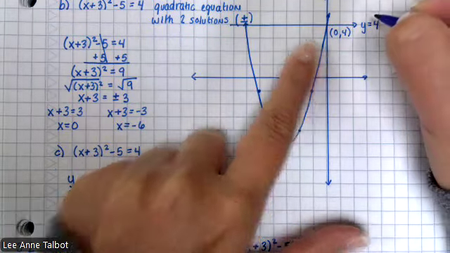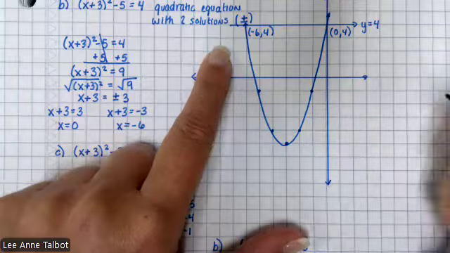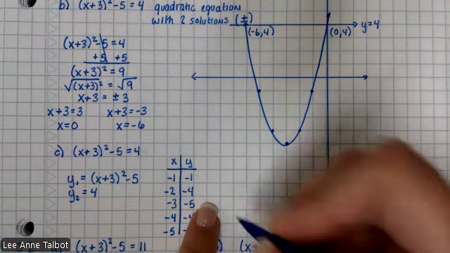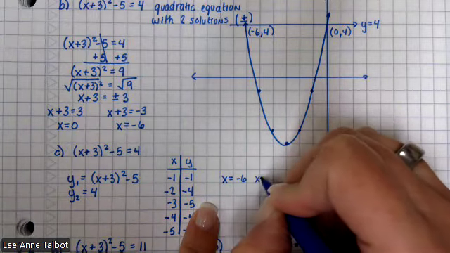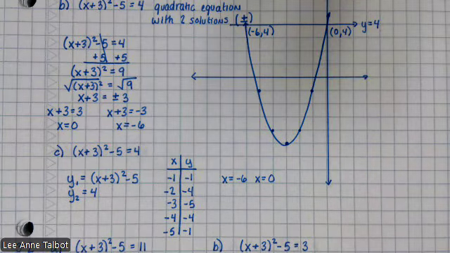0, 4 and -6, 4. And what were the x's? And where did we see those prior?